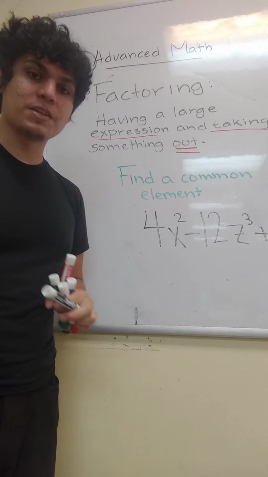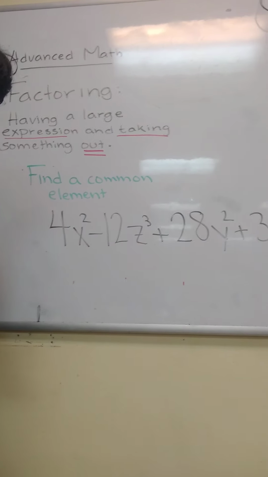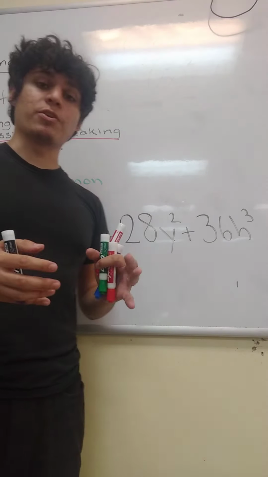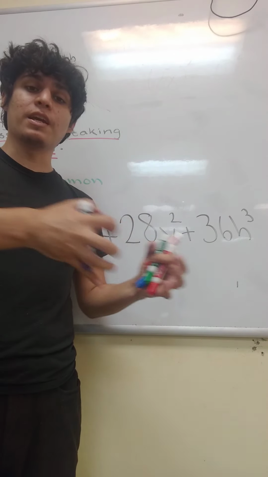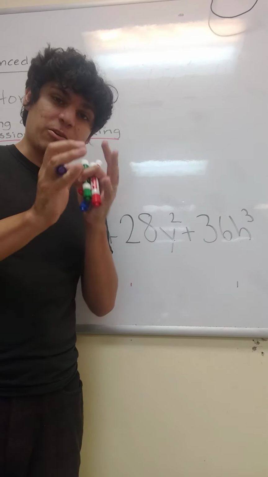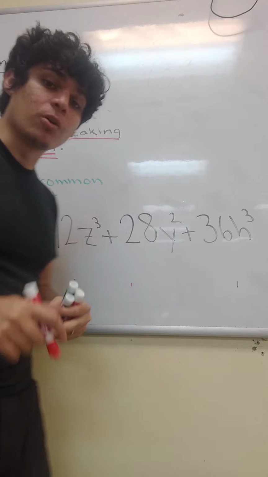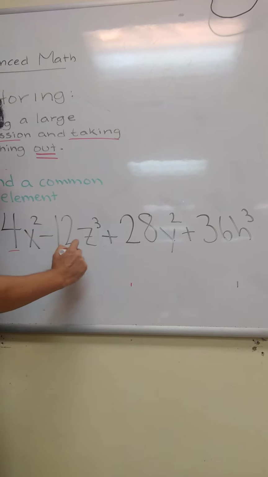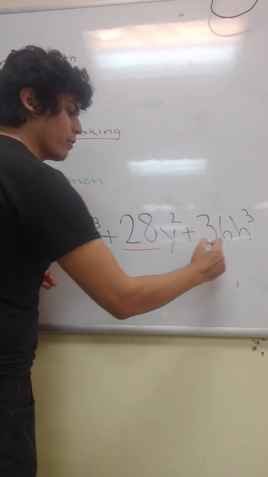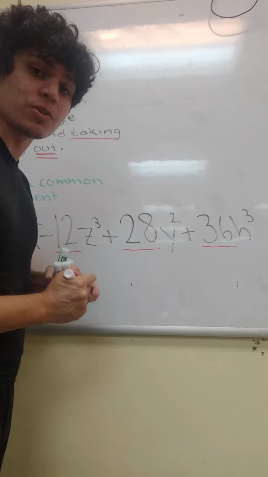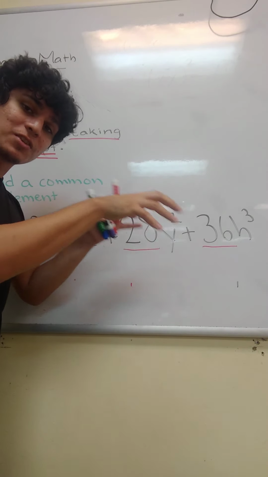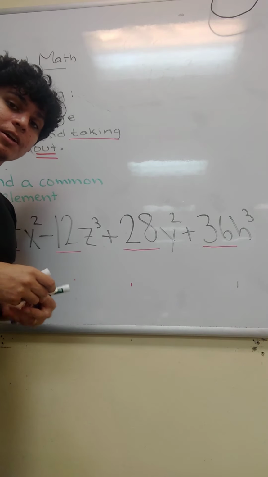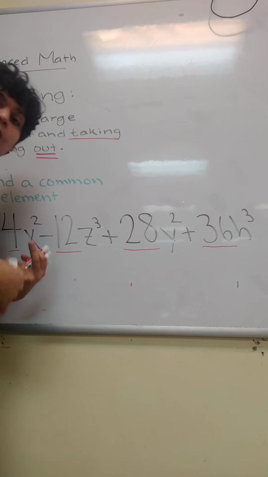And so we have this behemoth right here, this very large expression. And I don't like that very large expression. I actually think that we can take something out of it to chunk it down and make the numbers a little bit smaller. So all you have to do is look at this: 4x squared, 12z cubed, 28y squared, and 36h cubed. And ask yourself, is there anything that I can take out of all of this? Is there any number or letter that is common to all of those? That's what you call a common element.